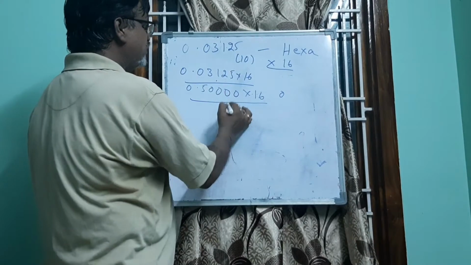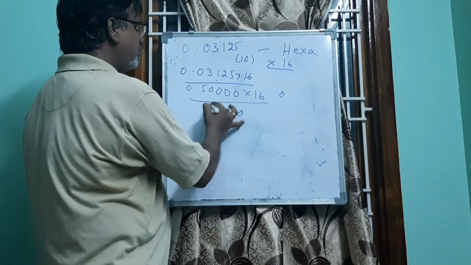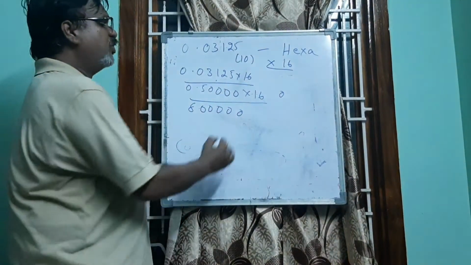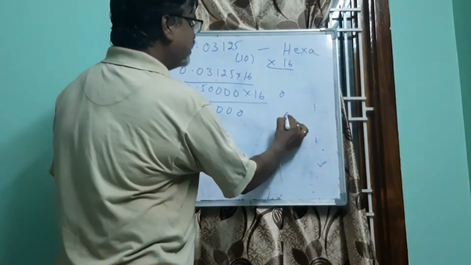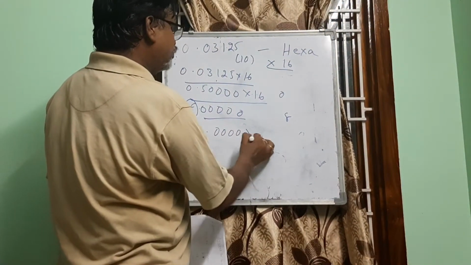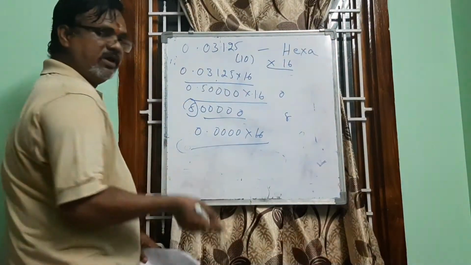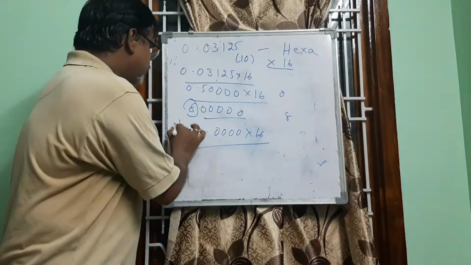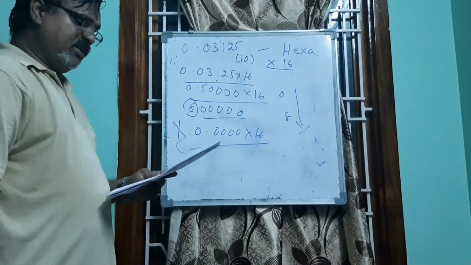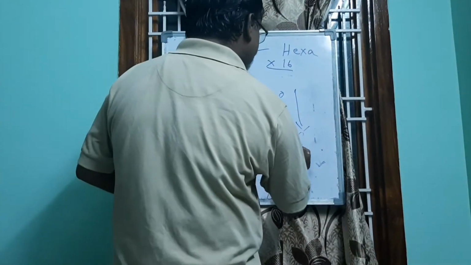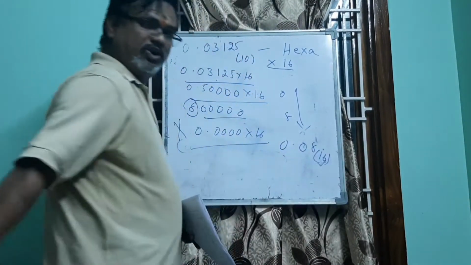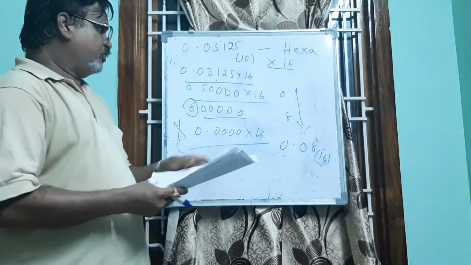So 0.5 into 16 is 8.0. So here you discard this, you write 8 here, then you got 0.0000. So into 16, how many times you do, it is zero. So we stop the procedure here and write in this order. So here it is 0.08 base 16. So this is the way.